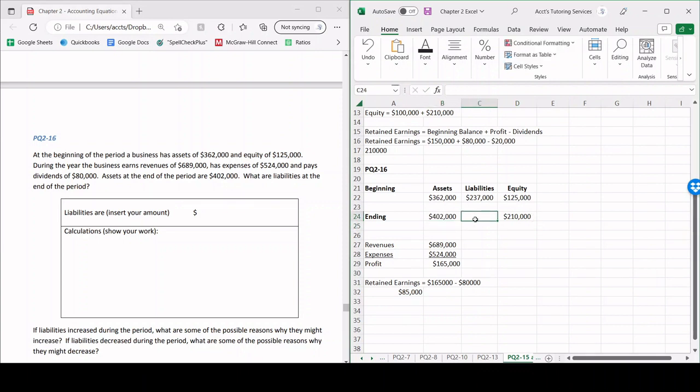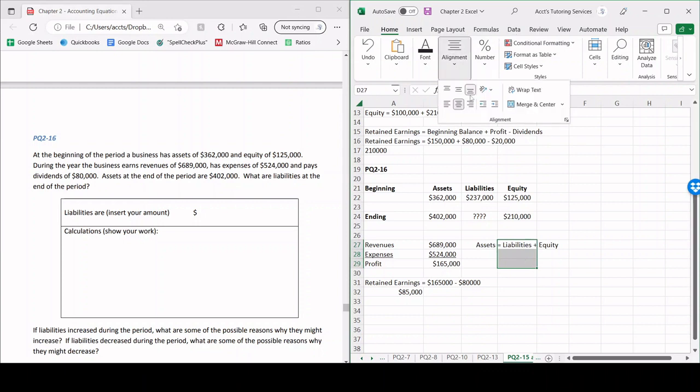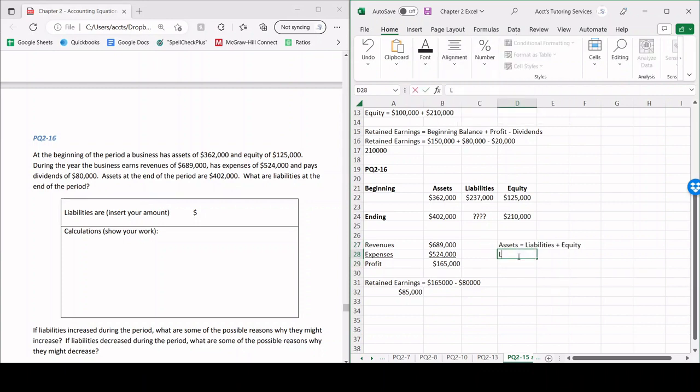Once again, we can solve for the missing variable now. Remember, the accounting equation is assets equals liabilities plus equity. Or we can rearrange this formula into liabilities equals assets minus equity, or equity equals assets minus liabilities. It's all the same thing, just rearranged. We're going to apply this formula. We're going to take assets and subtract equity to get $192,000, which is the ending liabilities.